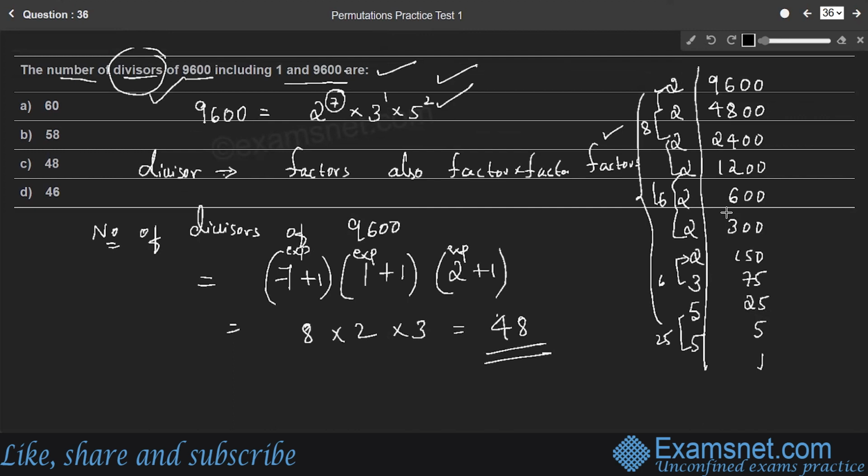By the division method, we get only 7 plus 1 plus 2, so there are 8 plus 2, 10 factors of 9600. But divisors are different. They are the factors as well as the product of factors. Therefore, totally we get 48 divisors of 9600, including 1 and 9600. Therefore, option C is the right answer.